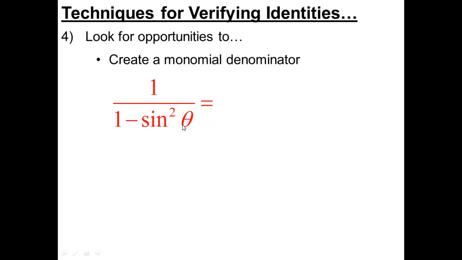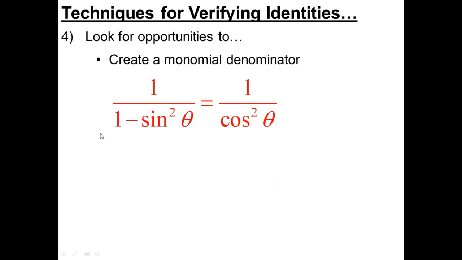1 minus sine squared, hopefully again you recognize that just like you did earlier. Well, isn't that just cosine squared? Yeah, it's cosine squared. By using the Pythagorean identity and replacing 1 minus sine squared with cosine squared, we have taken the binomial denominator and turned it into a monomial denominator.